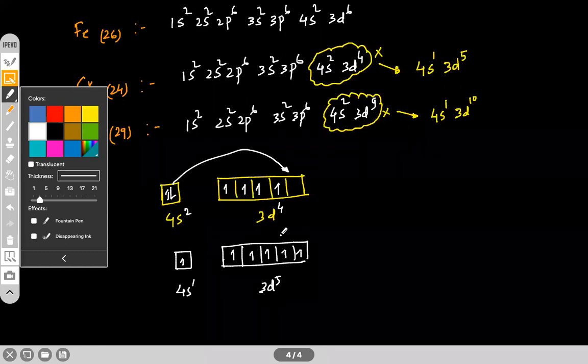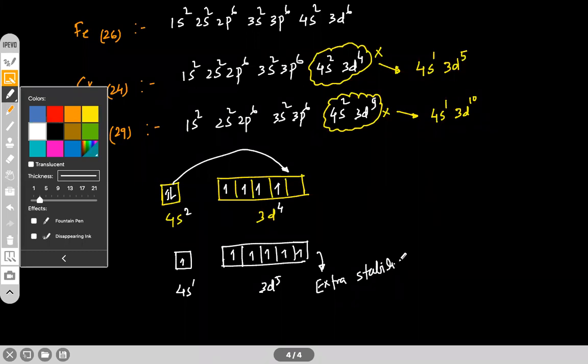Now this configuration, you see 3d5 and 3d4, if you compare, this one has a symmetrical arrangement of electrons. All the orbitals are singly occupied. So it is a symmetrical arrangement, and it gives extra stability to the atom. That's why this configuration is more stable. This shift is possible from 4s to 3d, s to d only. S to p it is not possible, because the energy gap is high over there.